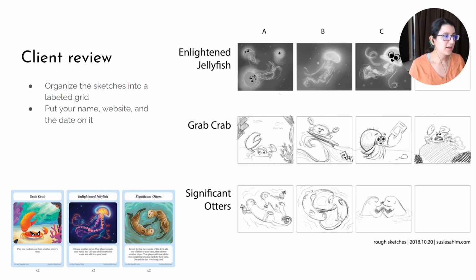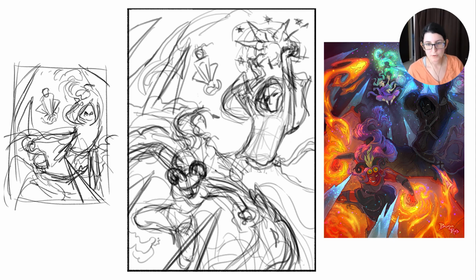It's just to get the client to see and pick an option. You'll also notice I've got labels A, B, C, D. So it's real easy for the client to say, I really like option B for the jellyfish. So you have a clear understanding from them of what they like and what they'd like to go forward with.